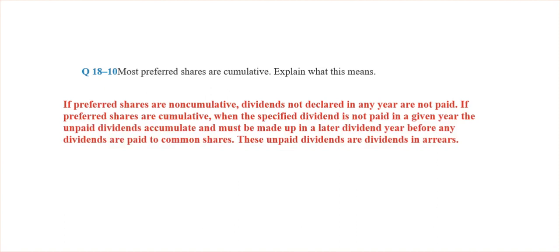So if preferred shares are cumulative and a dividend is not paid in a given year, the unpaid dividends will accumulate, and they have to be paid in a later dividend year before anyone else gets paid, before the common shareholders get paid. And when you don't pay dividends, they're called dividends in arrears. We will have some problems related to this later, so it will make more sense to you then.